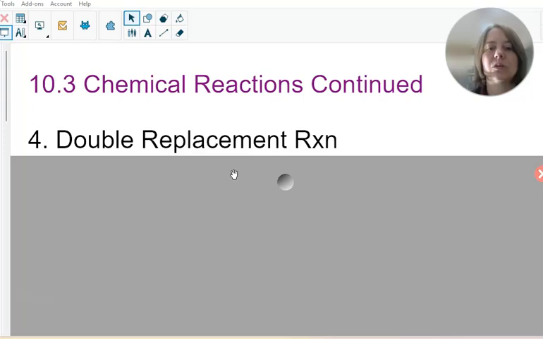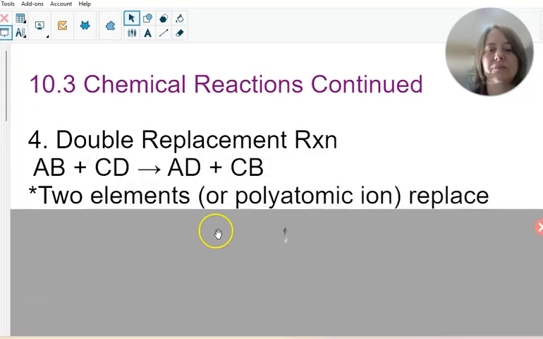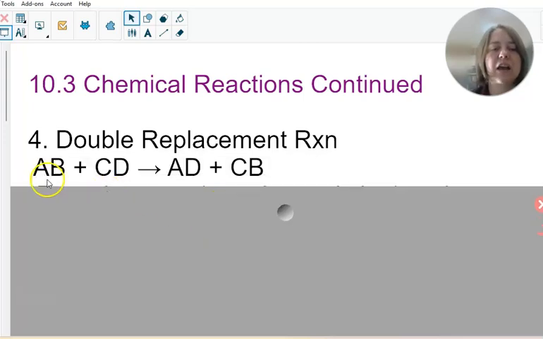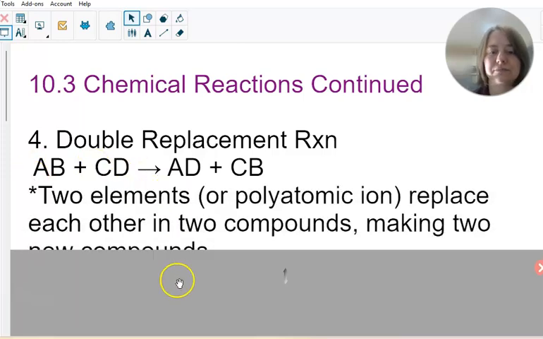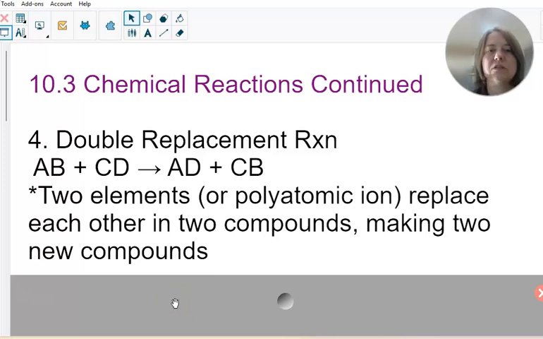It is a double replacement reaction. So in here we have AB plus CD yields AD plus CB. So if you see, we flipped. The A and the C flipped places. So you're just switching partners. Please write this down. Two elements or polyatomic ions replace each other in two compounds, making two new compounds.